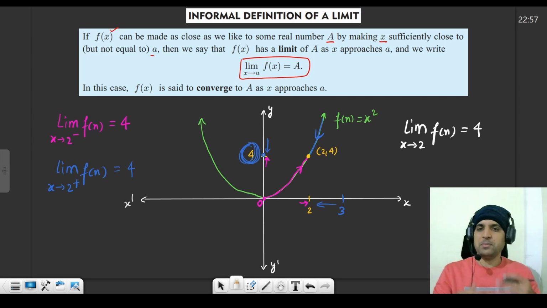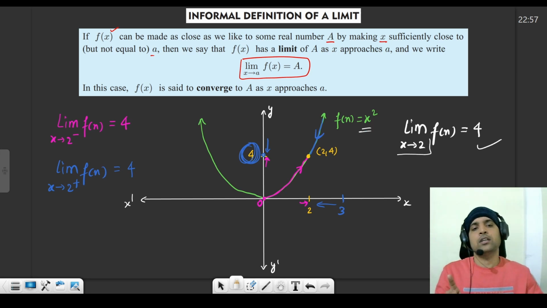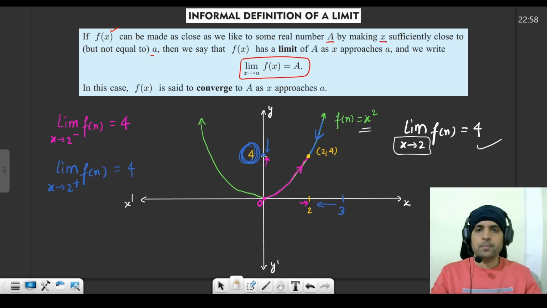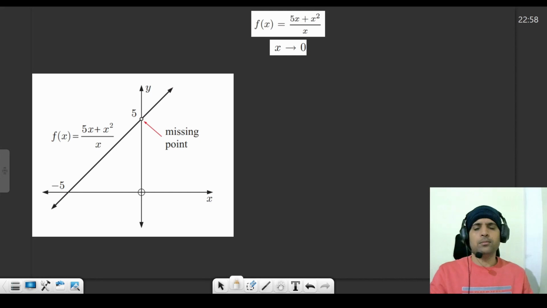Okay, let me repeat one more time. The limit of a function is the value of the function when x is approaching a particular point. Like in this case, the value of the function x square is 4 when x is almost equal to 2, from the left hand side and from the right hand side. So that's the informal definition of a limit. Now let's talk about this particular example, and then we'll wrap up.